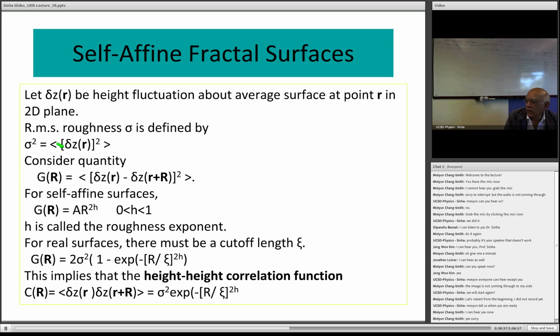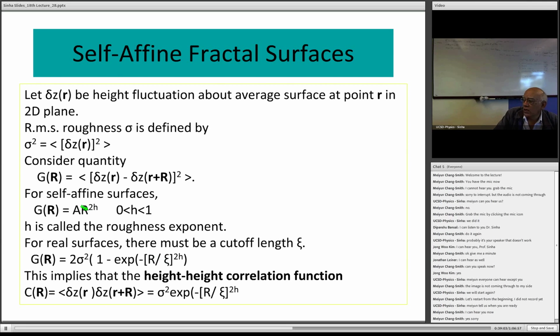But when R is small compared to the cutoff length, then you can expand this exponential, and by doing that, you actually obtain this form. And so you get the self-affine fractal form when R is much smaller than C. So it crosses over smoothly from the self-affine fractal form to a constant.